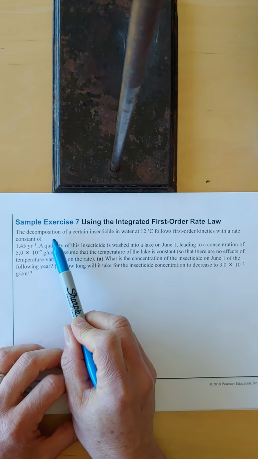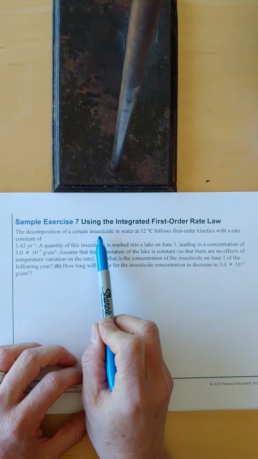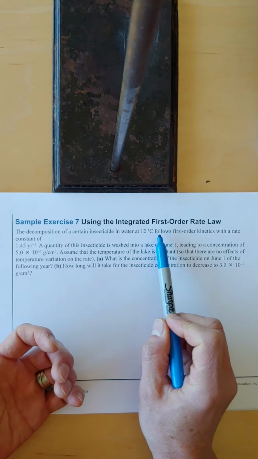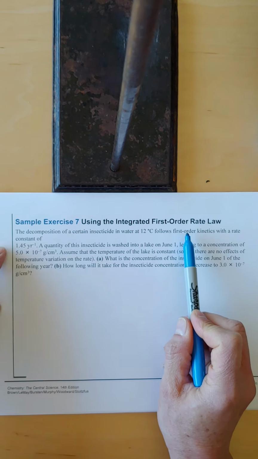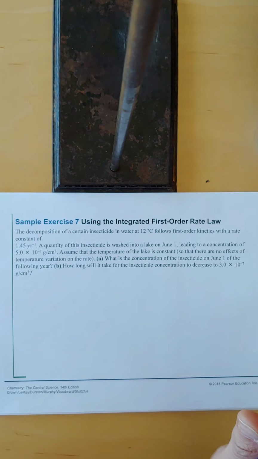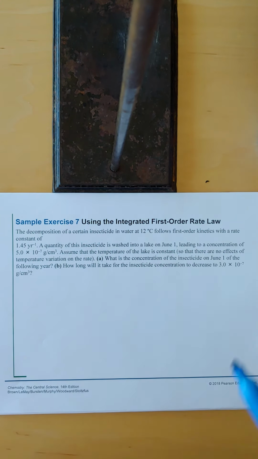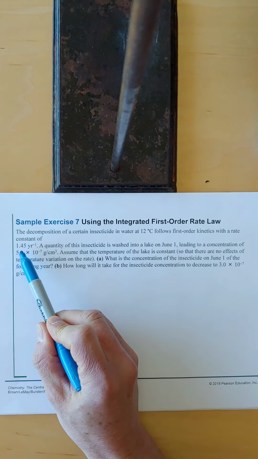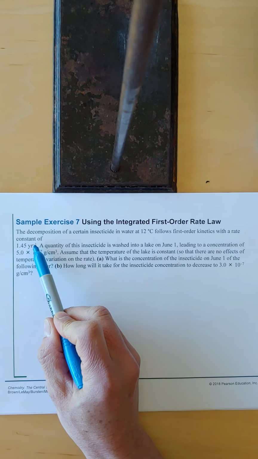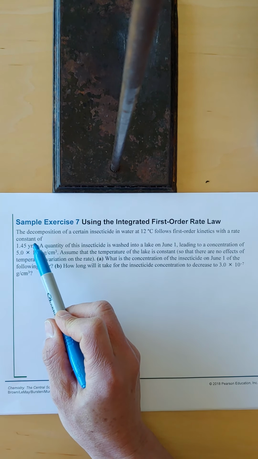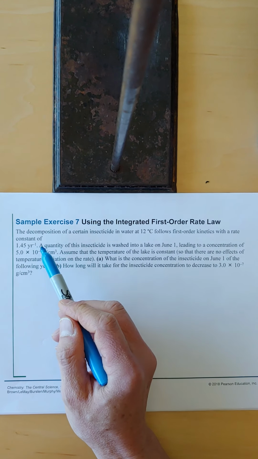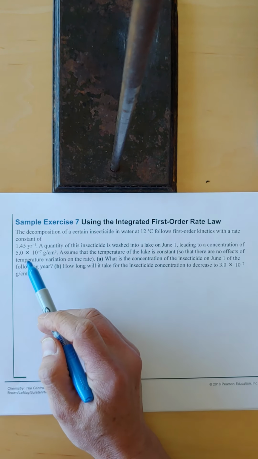So in this case, we're going to look at a certain insecticide and how it decomposes in water at 12 degrees Celsius. And what we know is that that follows first order kinetics. And so we know that if we double the concentration, we double the rate. That's the meaning behind the first order kinetics. We're given a rate constant of 1.45 years to the minus 1. So this reaction proceeds at a rate that we measure in units of years rather than seconds.